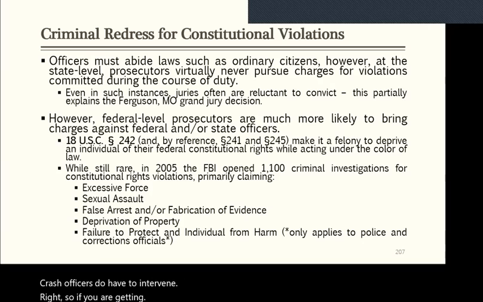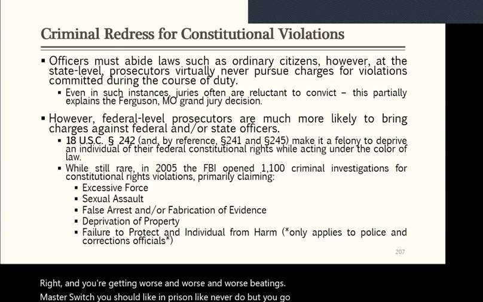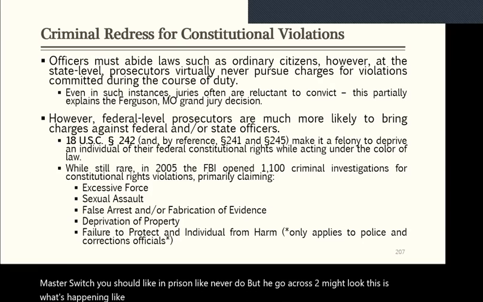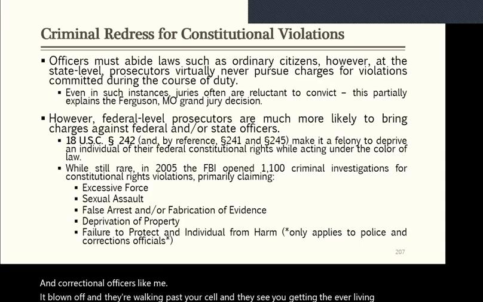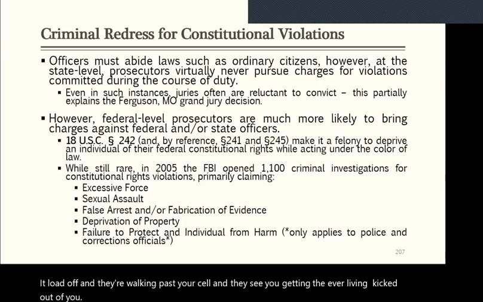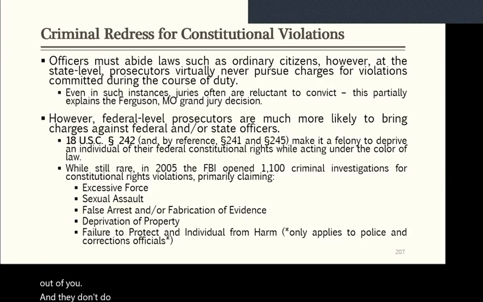So if you're in prison and you are getting attacked every day, right? And you're just getting worse and worse beatings. And you go to the correctional officers, which you should in a prison never do. But you go to correctional officers and say, look, this is what's happening, please help me. And the correctional officer blows it off. And they're walking past your cell and they see you getting the ever living shit kicked out of you, and they don't do anything, then you say, I'm filing a lawsuit, right? And the idea is you failed to protect me from harm. I got hurt because you didn't do your job.